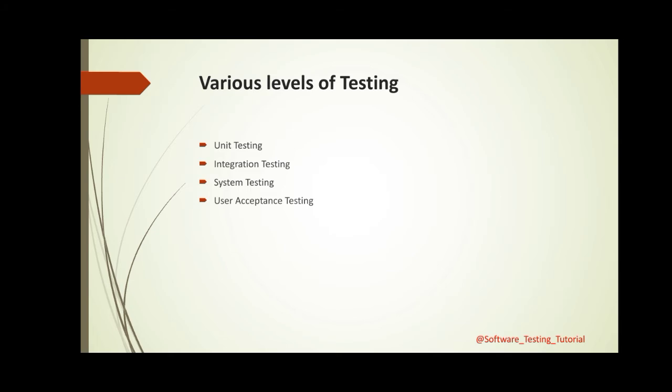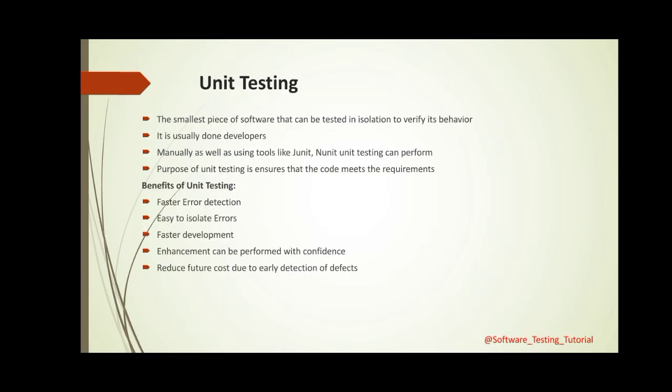Various levels of testing: unit testing, integration testing, system testing, user acceptance testing. Unit testing: the small piece of software that can be tested in isolation to verify its behavior. It is usually done by developers manually as well as using tools like JMeter and JUnit. Unit testing can be performed. The purpose of unit testing is to ensure that the code meets the requirements.